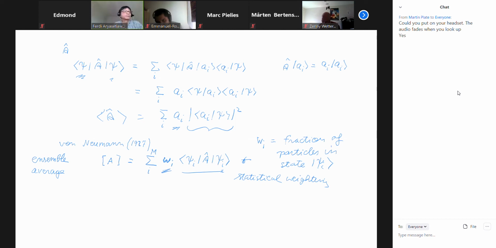This weight, of course, must be positive and less than 1 because it's a fraction. So in total, the sum of these weights must be equal to 1. This seems to be kind of obvious. There's nothing strange about this.